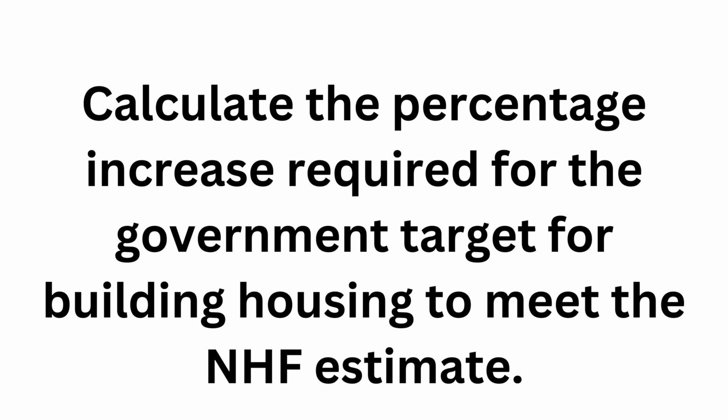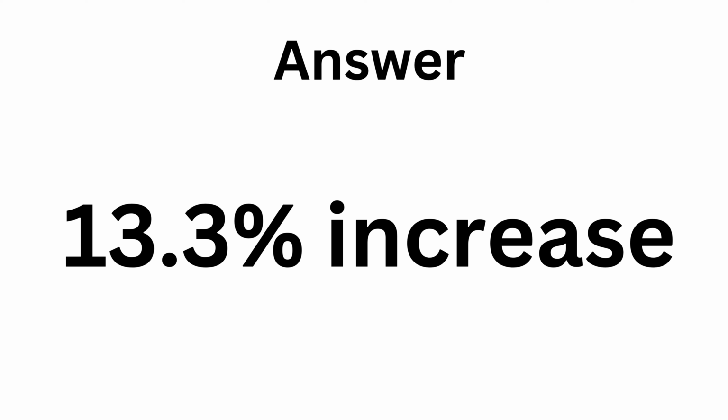Calculate the percentage increase required for the government target for building housing to meet the NHF estimate. Pause the video while you do this. A 13.3% increase is required for the government target for building housing to meet the NHF estimate.